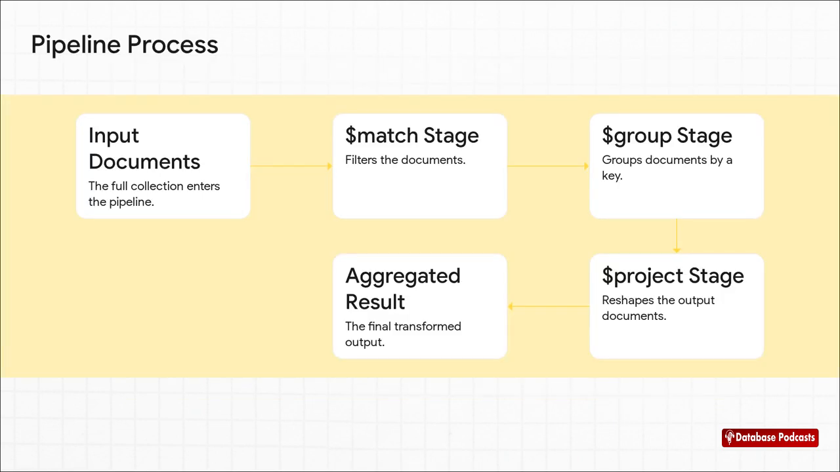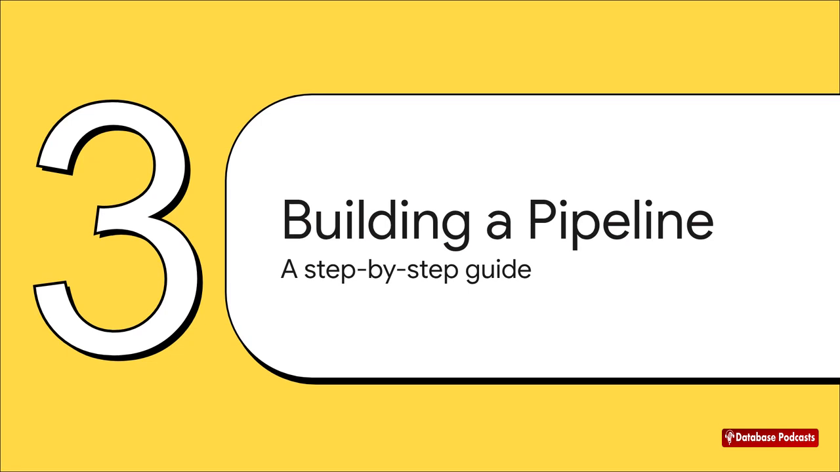So let's imagine this flow, right? First, your entire collection gets fed into the line. The first stage might be a filter, a $match stage, that throws away any documents you don't need. What's left moves on. The next stage could be a $group stage that sorts those documents into buckets. Then, maybe a $project stage comes along and cleans up the final output. What pops out at the very end is your final, beautiful, aggregated result. Okay, that's the theory, but it's way more fun to see it in action.